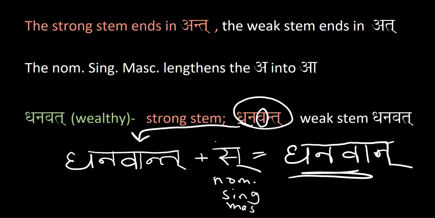And for everything else, you have your strong stem, you have your weak stem. You know when to use your strong stem, when to use your weak stem. You add your case endings, you apply your consonant sandhis, you call it a day. It's as simple as that.